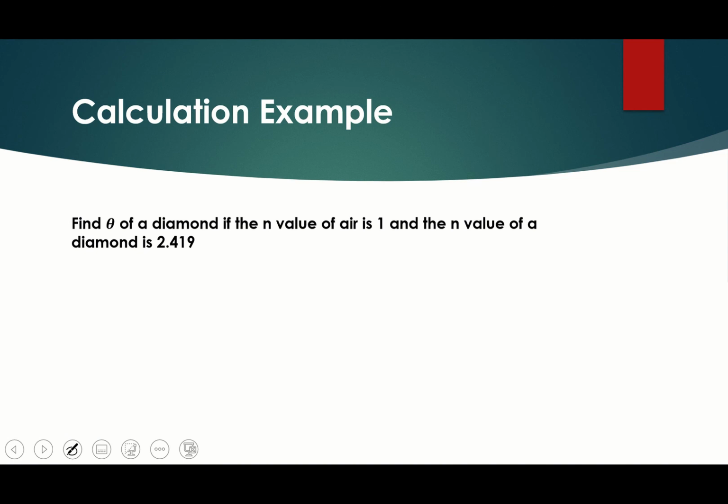Okay, take another minute. Feel free to pause the video to work through this calculation example to make sure you understand how to calculate a critical angle.